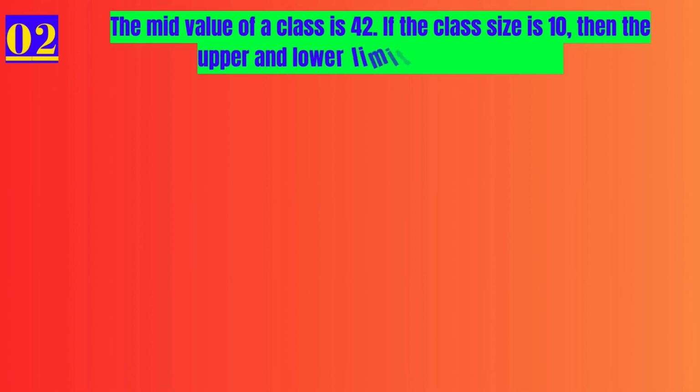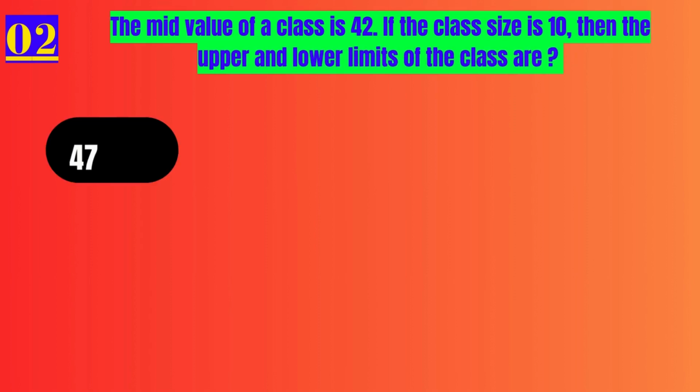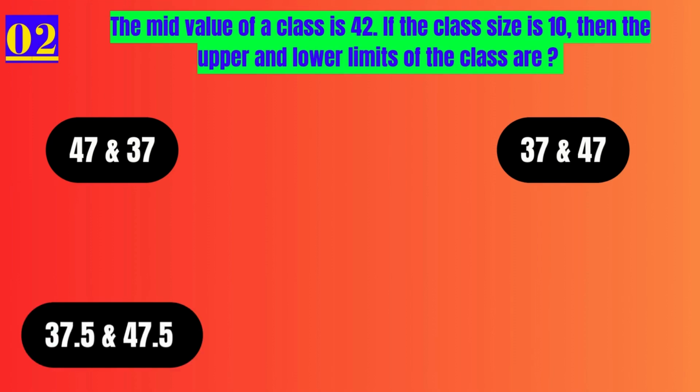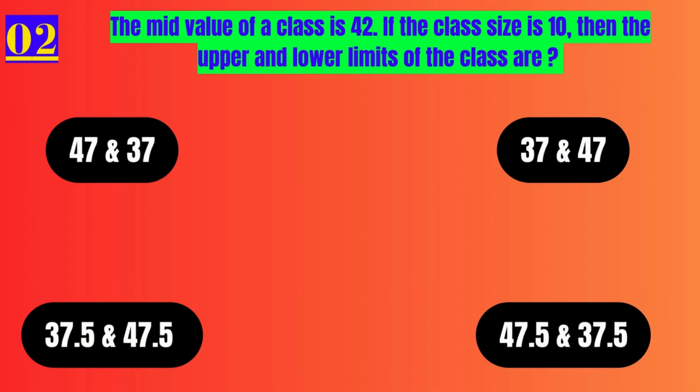The mid-value of a class is 42. If the class size is 10, then the upper and lower limits of the class are? The options are 47 and 37, 37 and 47, 37.5 and 47.5, 47.5 and 37.5. The correct option is 47 and 37.